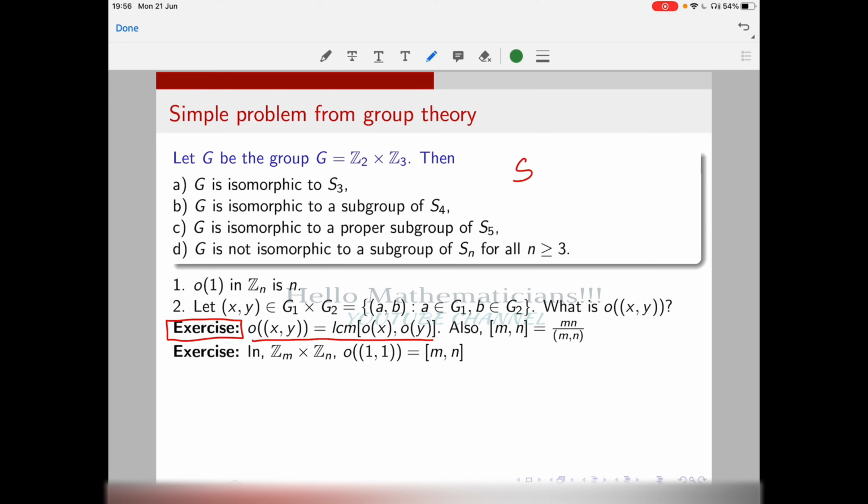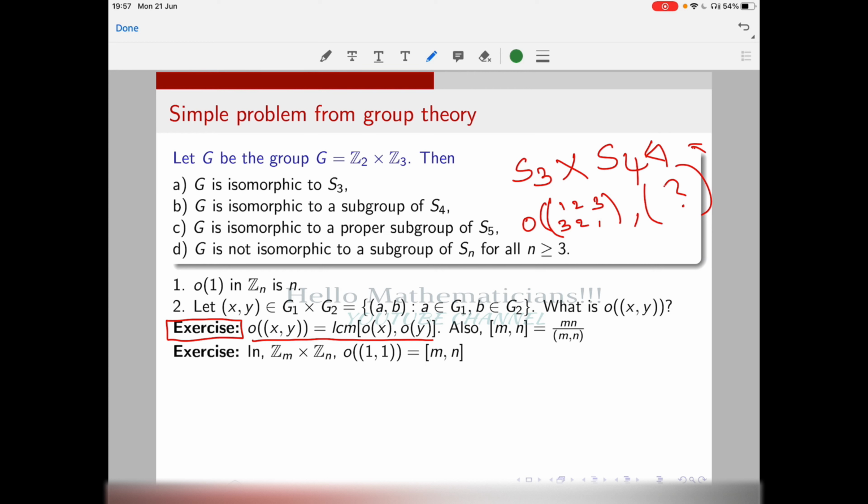Sometimes they ask about S3 cross S4, and they ask what is the order of an element where you take a permutation from S3 in the first coordinate, like a 3 cycle, and in the second coordinate they give a permutation from S4. You want to find the order of the tuple in which the first entry is a permutation and the second entry is a permutation. Such questions were asked in previous years. So how do you find the order? You know how to find the order of one permutation: the LCM of the disjoint cycle lengths.